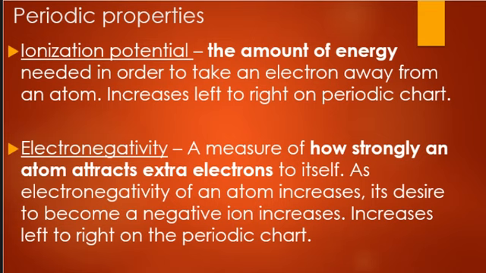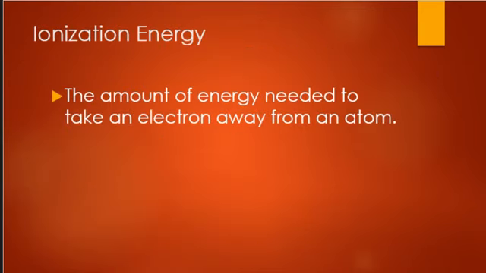Notice electronegativity, it's going to become more negative with electrons. That's what that word is. It's going to become more negative with those electrons. As the electronegativity of an atom increases, its desire to become a negative ion increases, therefore it increases from left to right in the periodic chart. This is all a little bit theoretical, okay? We just need to know it. I just don't know that we're going to have to use it that much, okay?